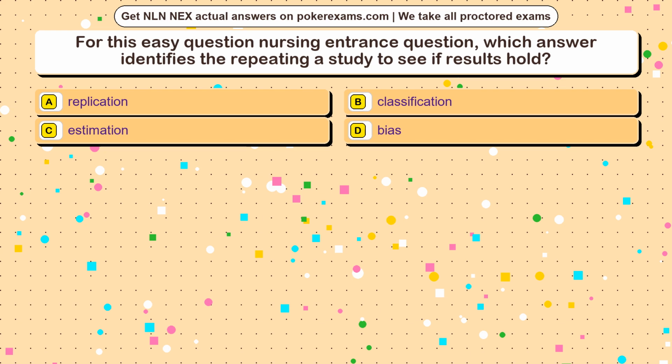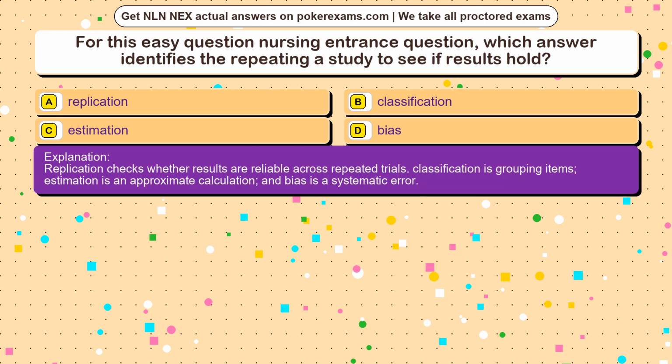The correct answer is option. Replication checks whether results are reliable across repeated trials. Classification is grouping items, estimation is an approximate calculation, and bias is a systematic error.